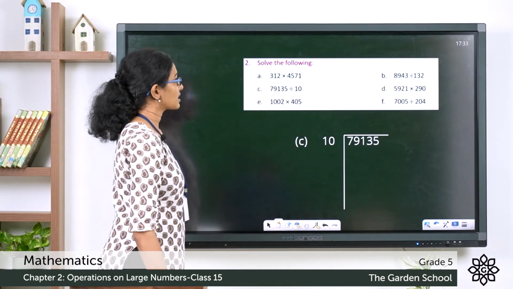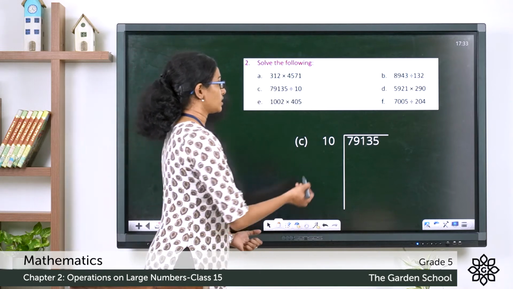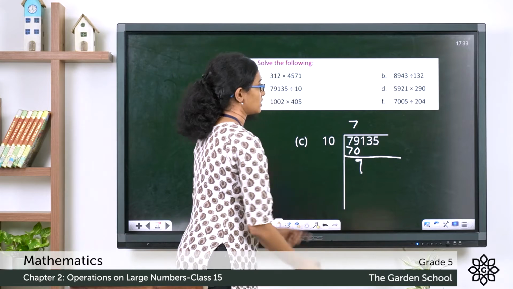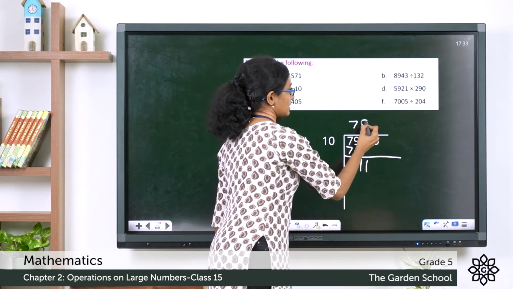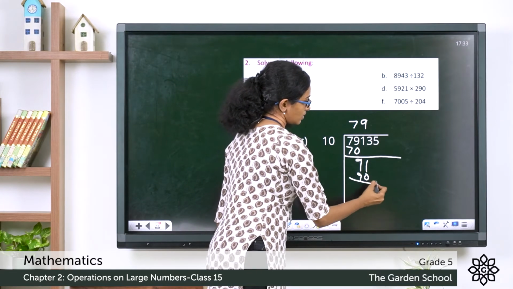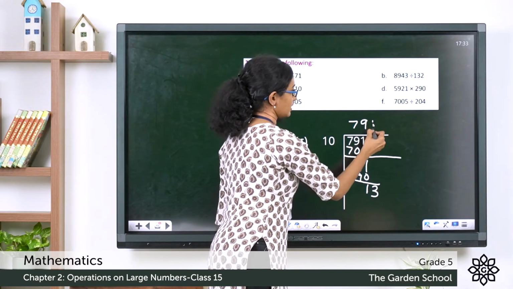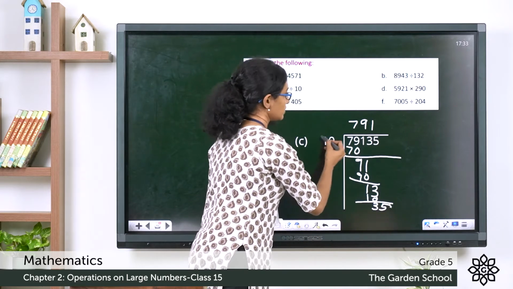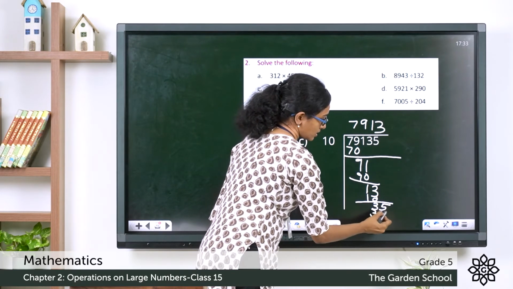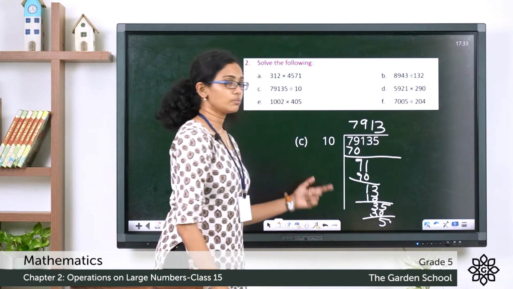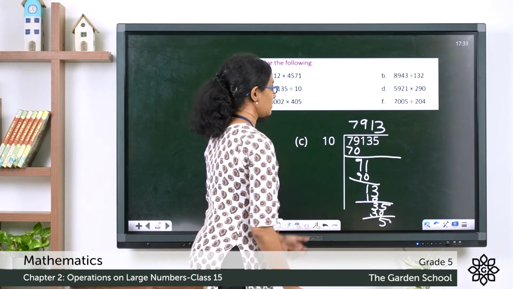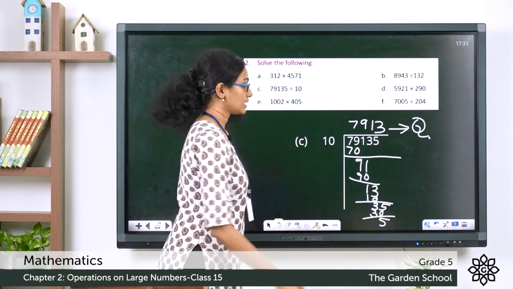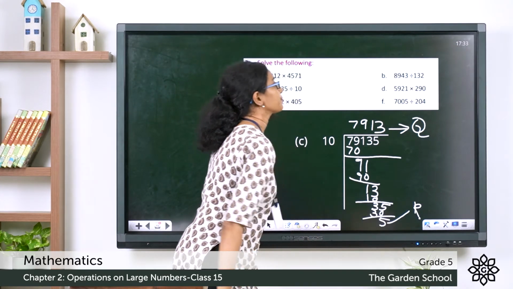It's 79,135 divided by 10. Now we know 10 sevens are 70. Let's bring down the next digit. So 10 nines are 90. 1 here. Now again 1 tens are 10. Let's subtract 35. 10 threes are 30. It gives you 5. Any more digits to bring down? No. And we cannot divide 5 by 10. So this is the quotient 7913 and the remainder is 5.